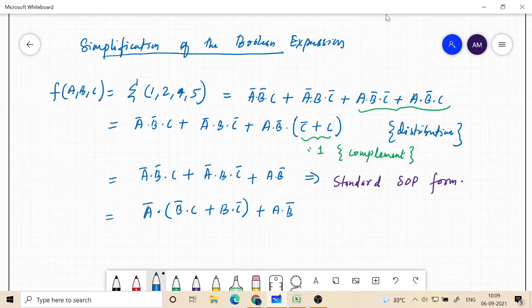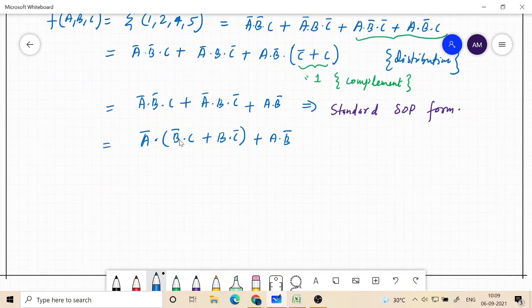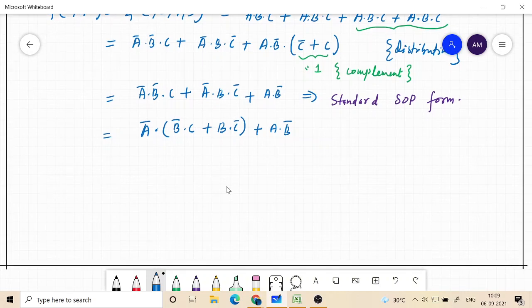a. Now if you want to implement this expression, so this is not two level, right? This requires more than two levels. First I need to create this product term, then a sum term, then another product term, then another sum term. Okay, so if you look at the implementation of this, suppose b bar is available and c is available.